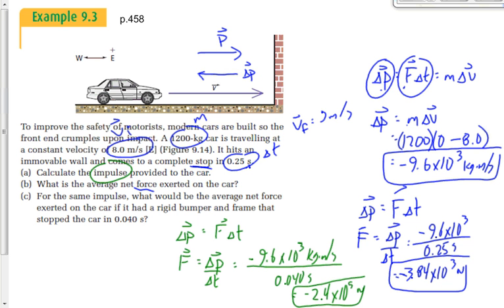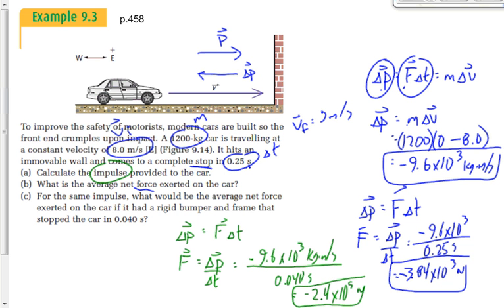Okay, the second one, the force is more. When the car stops quicker, the force is more. That's why we want the crumple zone to increase the amount of time that it takes the car to stop. That's going to decrease the force. Not going to do anything to the impulse, but it's going to decrease the force. And remember, it's the force that hurts you.